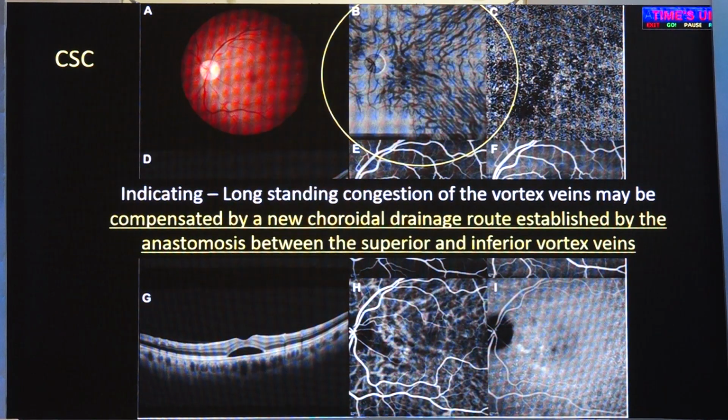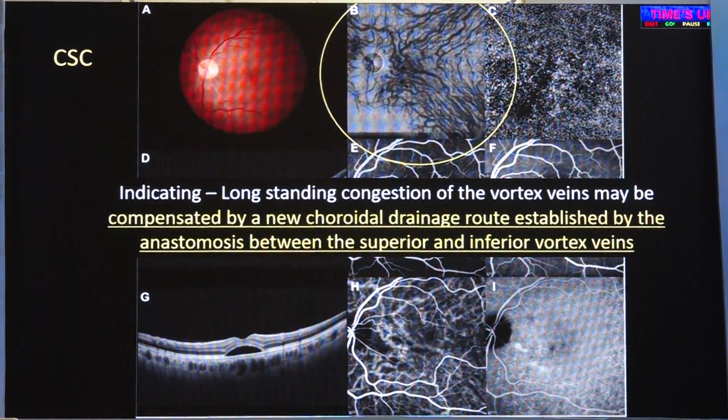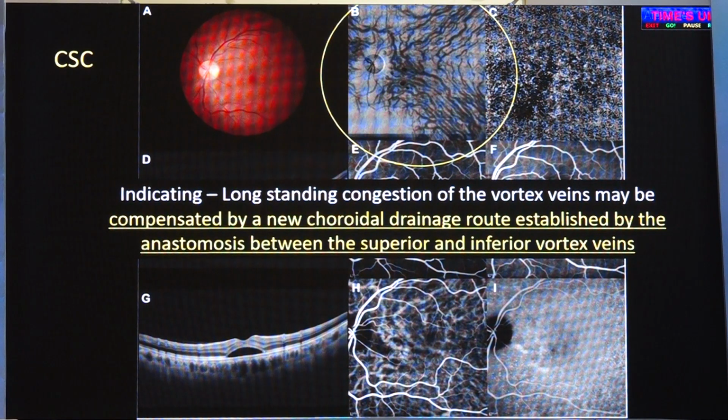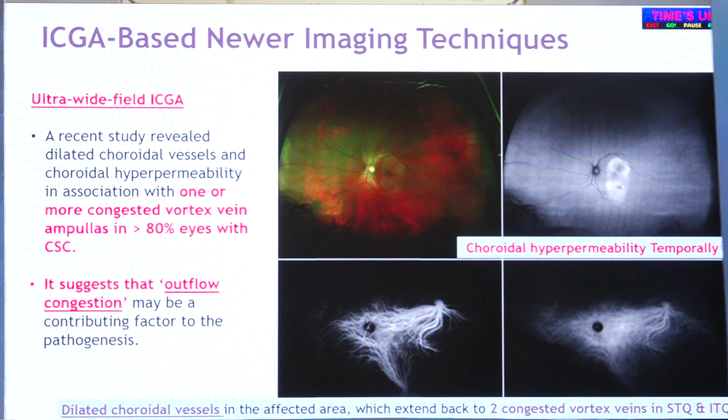giving a new posterior choroidal drainage route between the superior and inferior vortex vein, which is congested in CSC, central serous chorioretinopathy, because of the choroidal venous outflow abnormalities, and this intervortex anastomosis gives an alternate pathway for the drainage. In PCV also, as a pachychoroid disease, it can have intervortex vein anastomosis at the macula. So with the newer ICG angiography, it has been seen that in more than 80% of the cases of CSC, you can have the congested vortex vein ampullae corresponding to the quadrant of choroidal vascular hyperpermeability, suggesting that we are looking at CSC as a disease with choroidal venous outflow congestion or abnormality.